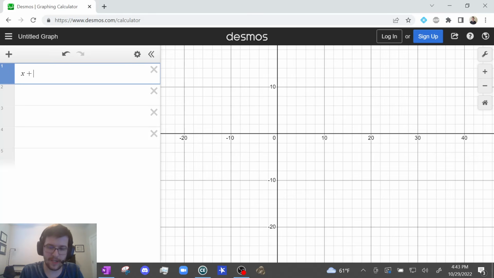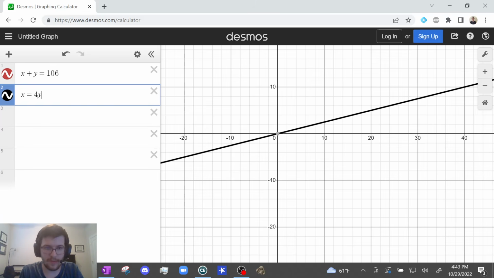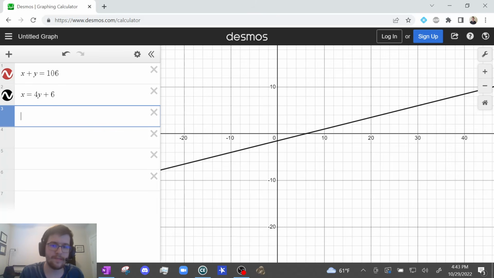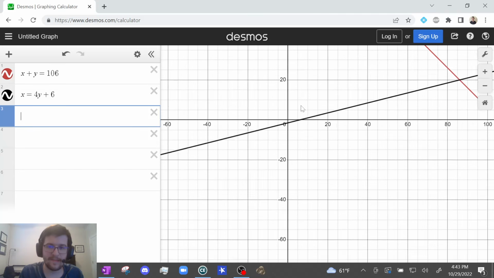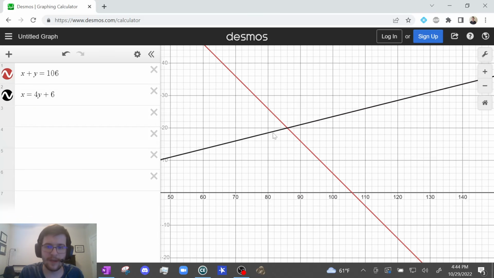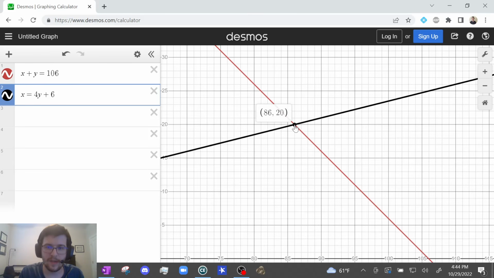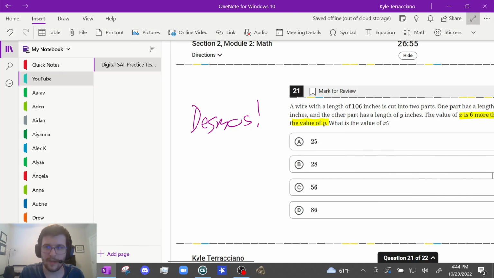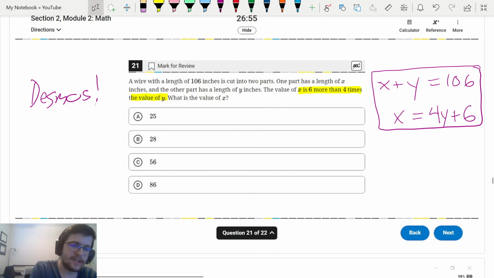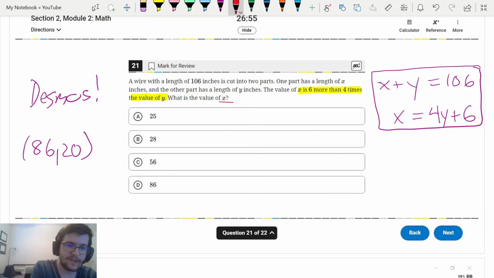So x plus y equals 106, and x equals 4y plus 6. I don't know why it did black. All right, let's see where it intersects. We zoom in and it's 86 comma 20. So the solution is 86 comma 20. And I'm going to refresh here. All right, let's go back. So the answer is 86 comma 20. And it says, what's the value of x? So that's 86. So the answer is D.